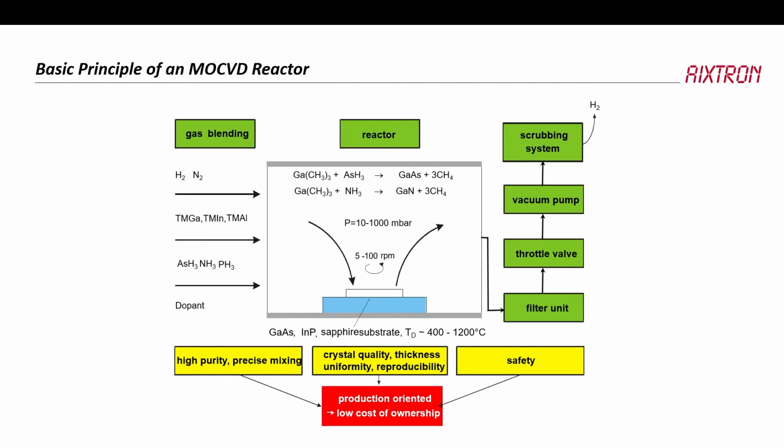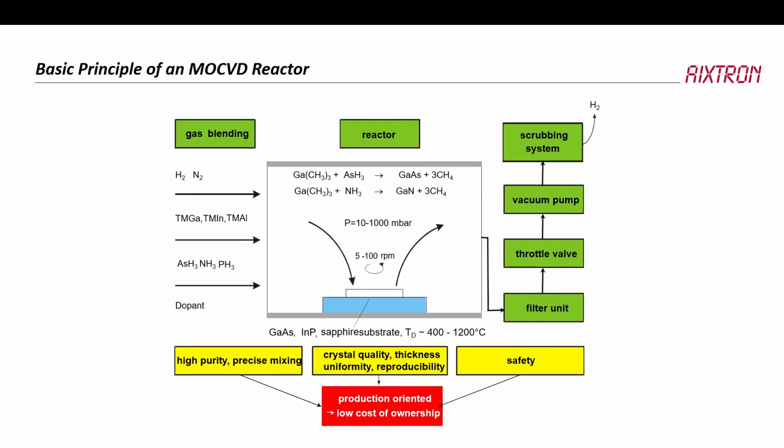And a typical MOCVD reactor consists of a gas blending, the actual reactor, and auxiliary components. The gas blending usually has a carrier gas, which for nitride materials would be essentially hydrogen, except when you grow indium gallium nitride. This is when you need nitrogen, because hydrogen is a surfactant, which will change the incorporation of the indium into the layer. So you need to be able to change the carrier gas, and you have the group 3 components, trimethyl gallium, trimethyl indium, trimethyl aluminum, and you have obviously group 5 components.